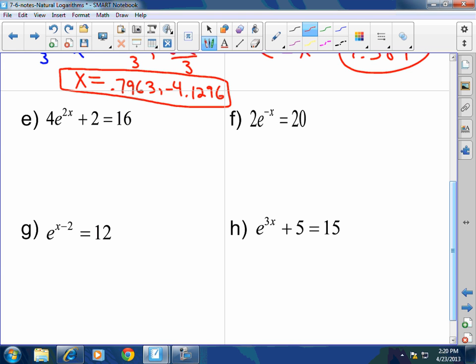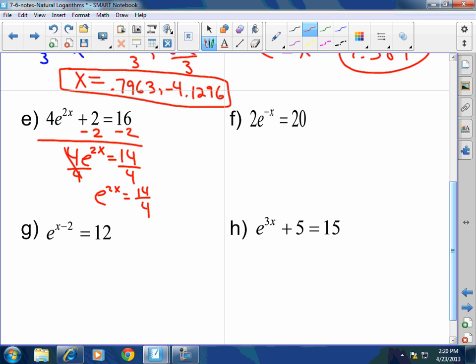First thing you want to do is get the x alone. And to get the x alone, we're going to go ahead, first of all, and subtract 2 from both sides. So I'm going to have 4e to the 2x equals 14. I'm going to go ahead and divide that by 4. Okay? And it's going to be e to the 2x equals 14 over 4.